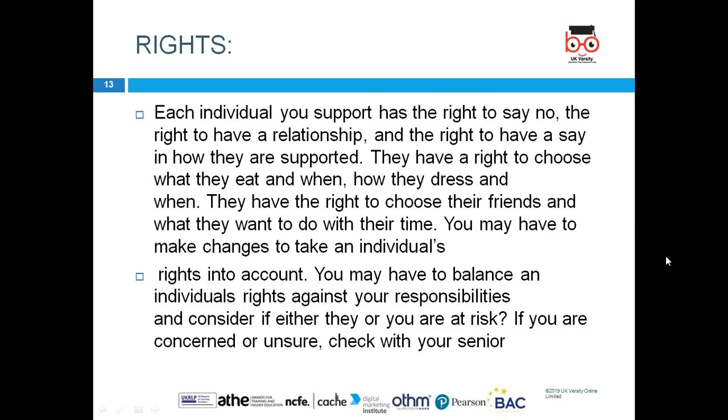Each individual you support has the right to say no, and they have the right to have a relationship and the right to have a say in how they are supported. So they can choose what they eat, how they dress, and when they do things. They can choose to meet their friends and what they want to do with their time, and you might need to make changes to take this into account. You may have to balance their rights against your responsibilities and also see if there are risks or not. So if you're concerned or unsure, check with your seniors on this.